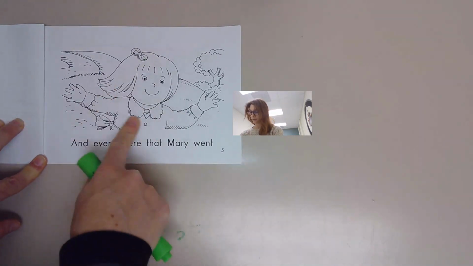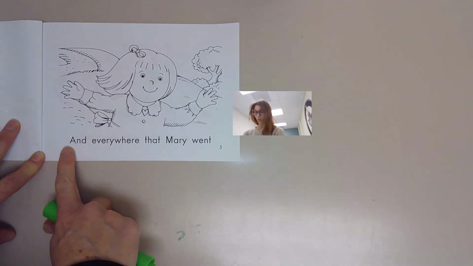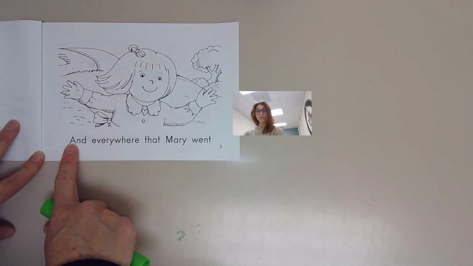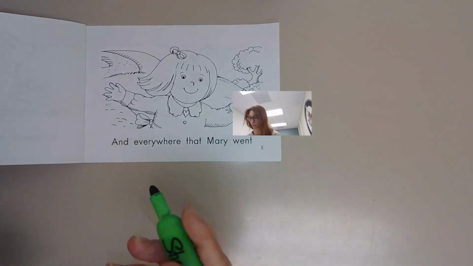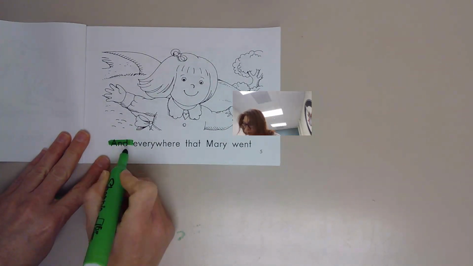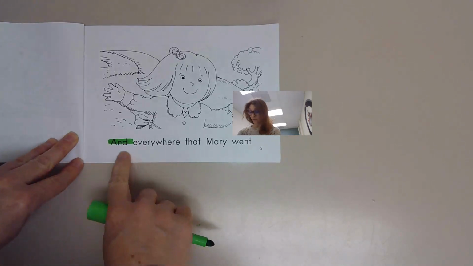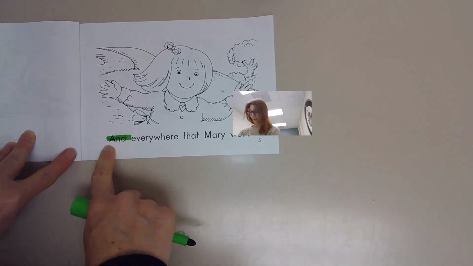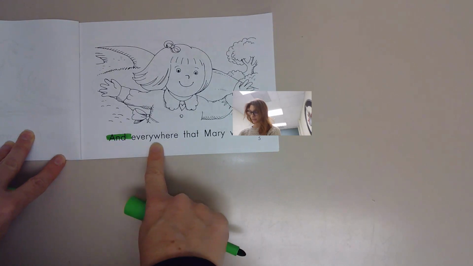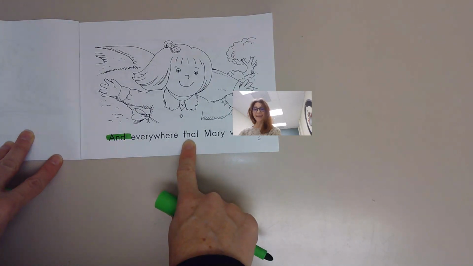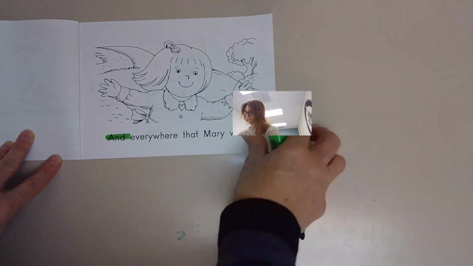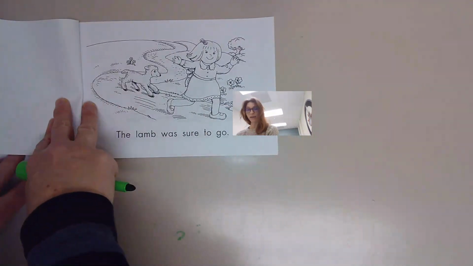Okay, there's Mary, she's off somewhere. Oh, right here at the beginning of this sentence, it starts with the word and. So we're gonna highlight that word. That way you know when you come to reading this, this word you already know, and. Okay, skimming through, looking for more ands or thes. No more found on that page.